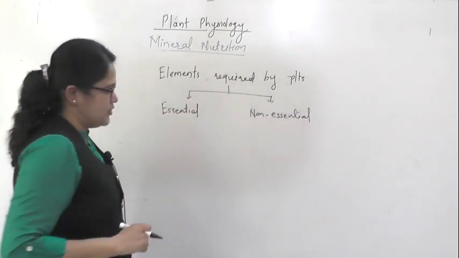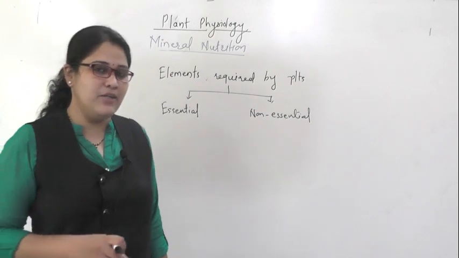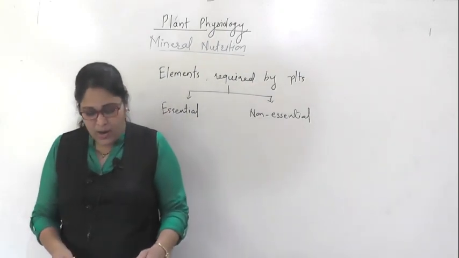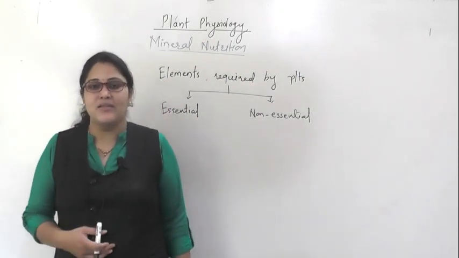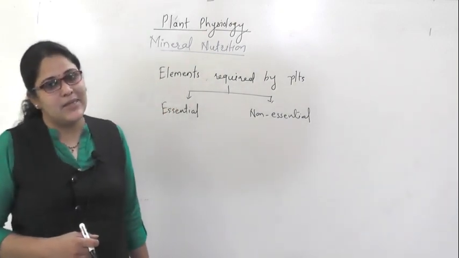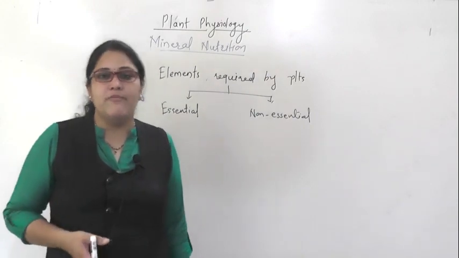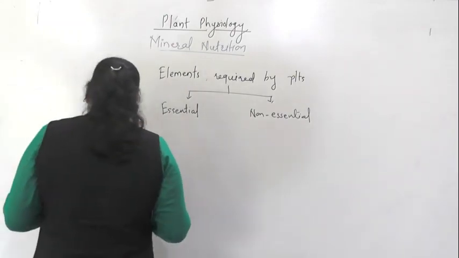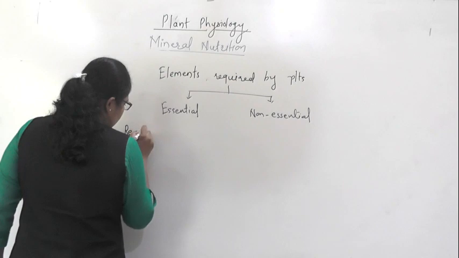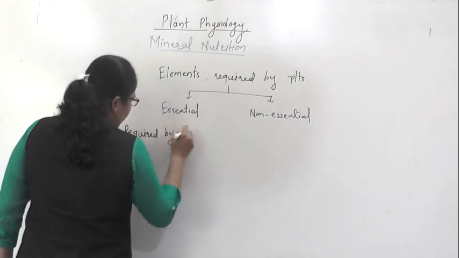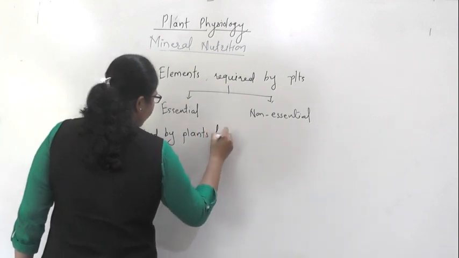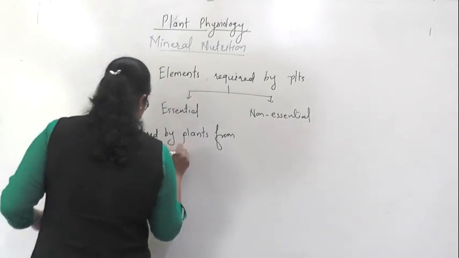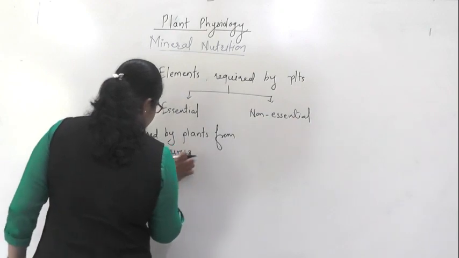As we discussed before, essential elements or essential nutrients are a must for the normal growth and development. These elements are required by the plant from external means, meaning plants are not able to synthesize them and they are not present in the plant. Plants absorb them from external sources. So such elements are called essential elements, required by plants from external sources or external means.